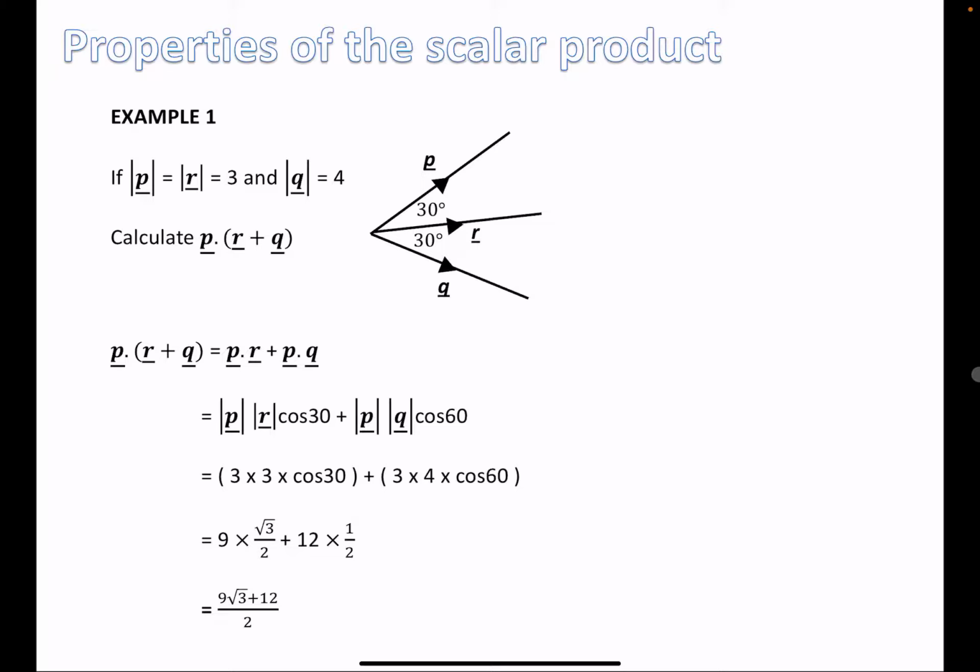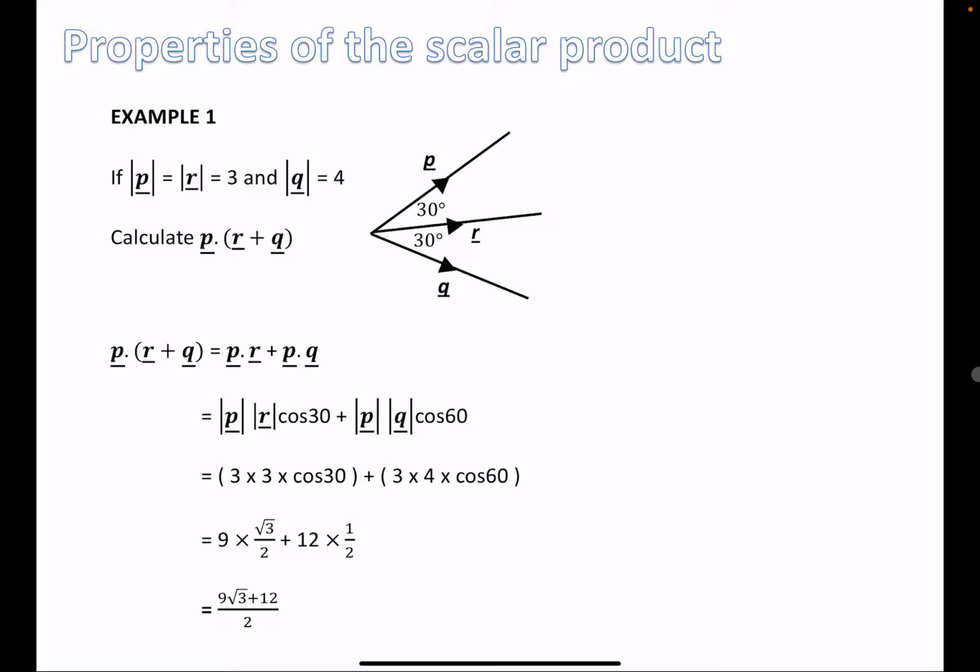Simplify this down, or put in the values that we know. P and r are both 3, so it's 3 times 3 times cos 30. P is 3, q is 4, so 3 times 4 times cos 60. And obviously cos 30 and cos 60 are exact values. Cos 30 is root 3 over 2. I'm going to times that by 9, and then add on 3 times 4 is 12. Cos 60 is a half. So in the simplest way possible, 9 root 3 over 2 plus basically 6, or plus 12 over 2, in which case 9 root 3 plus 12, all over 2.